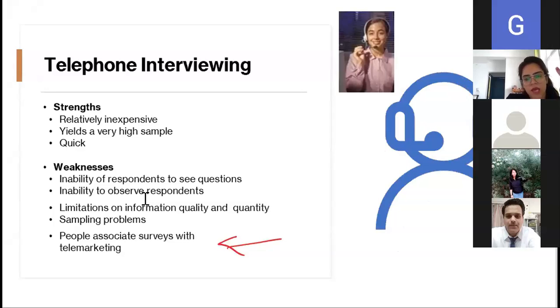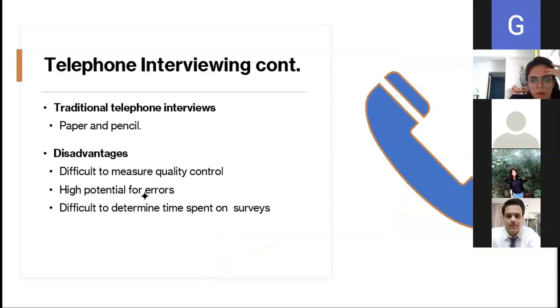Yes, and the thing is that people associate surveys with telemarketing. If somebody is calling you and says, we want to do this survey, the first thing that comes to mind is, okay, they have called to sell something. So that is the kind of response. All these things are there. These are the strengths and weaknesses that you can go through later.